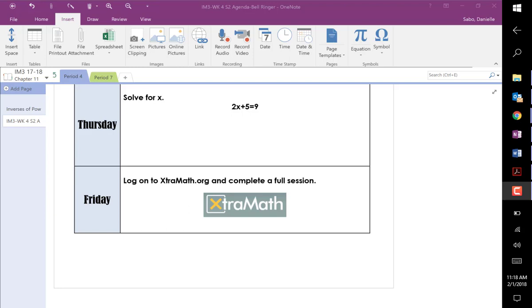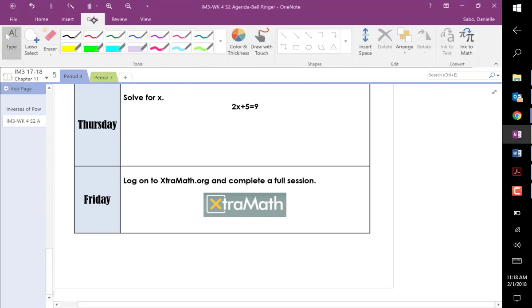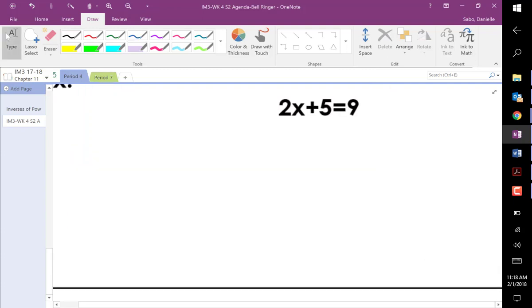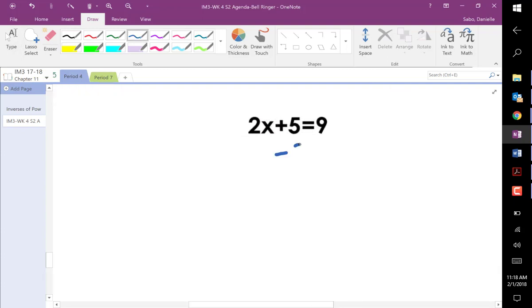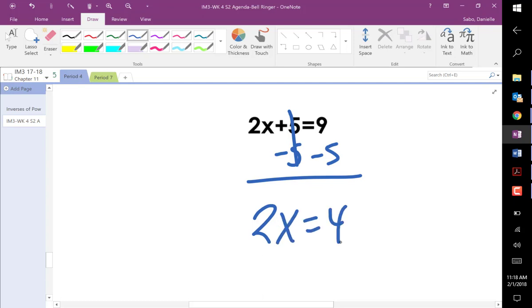Okay, so when we solve, a lot of you did a very fine job doing this. What would you do to both sides first? Yeah, I would subtract 5, which then gets me 2x equals 4, and my final step is to divide. Very good. And x is 2.